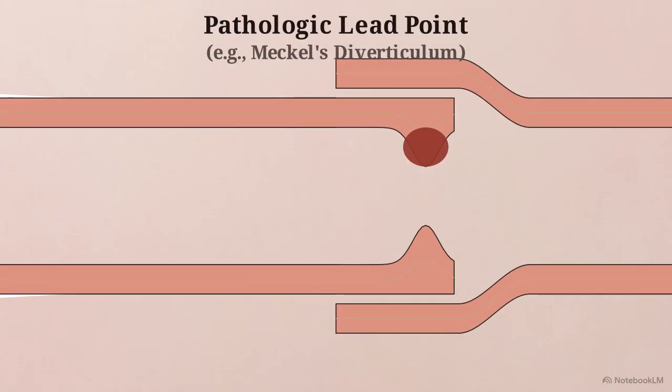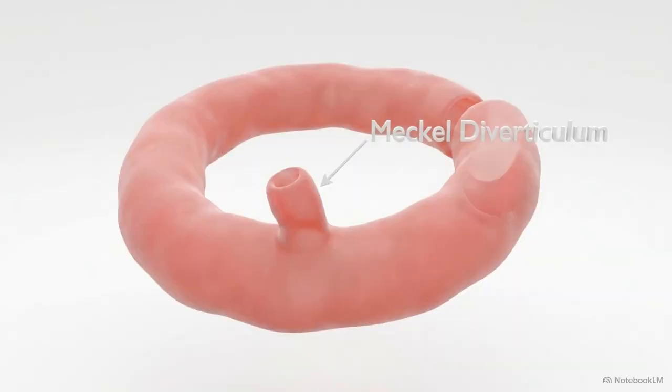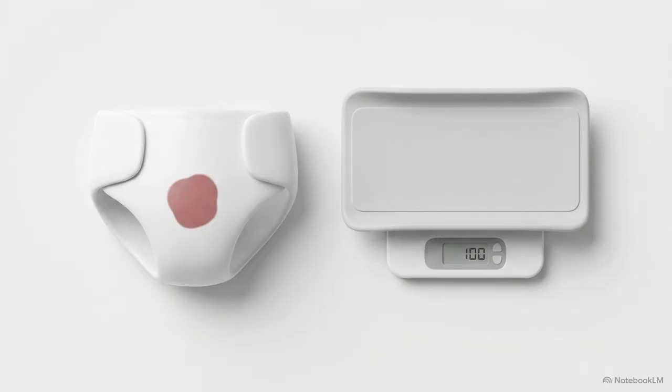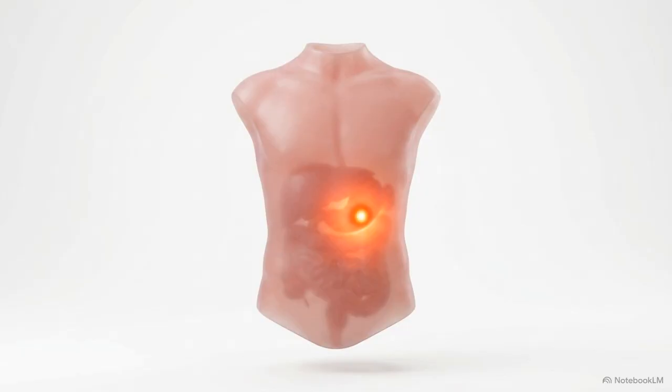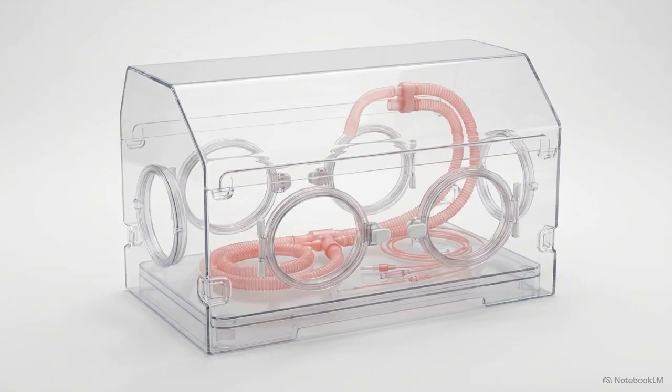pathologic lead point. A Meckel diverticulum is the most common pathologic lead point, especially in cases where the intussusception recurs. A Meckel diverticulum can also present independently as painless hematochezia in a young child. Diagnosis requires a technetium 99m pertechnetate scan, followed by surgical removal if the patient is symptomatic. If we look back to premature, low birth weight infants, we find a different acquired emergency, necrotizing enterocolitis, or NEC.